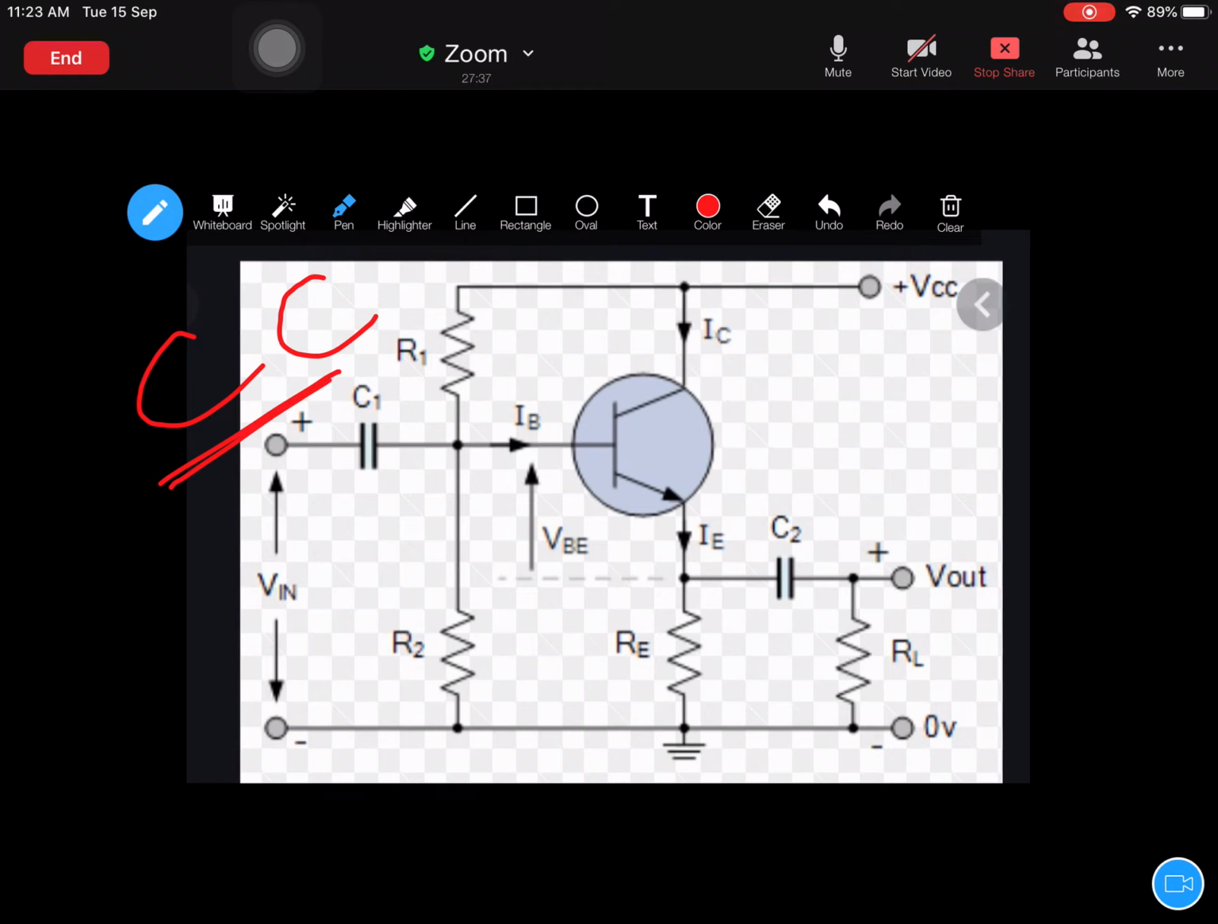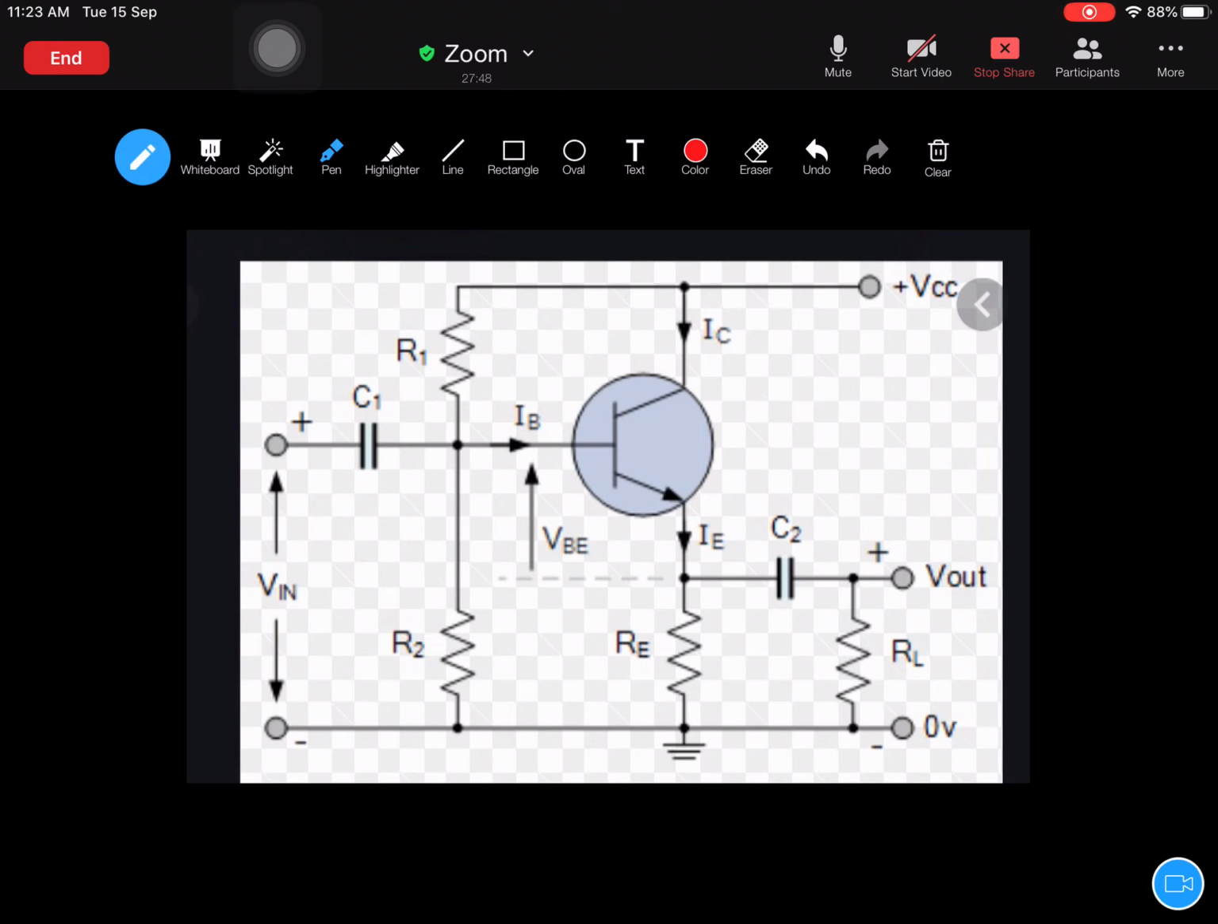So with these BJT single stage amplifiers, this one is the last one. Frequency response will be over. In this CC configuration, why this is considered as CC configuration is collector is a common terminal for input and output sides.